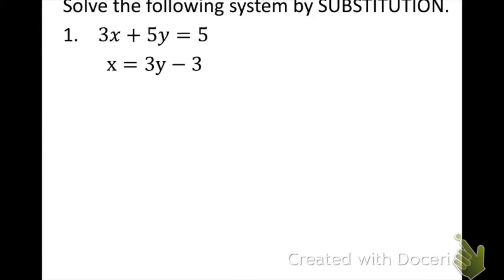Okay, the first thing is we need to have a variable solved for, which in this problem we already have. See how it's x equals the rest of the equation? So we have our x solved for. So what we're going to do is we're going to take what x equals, the 3y minus 3, and we're going to plug it into the other equation for x.